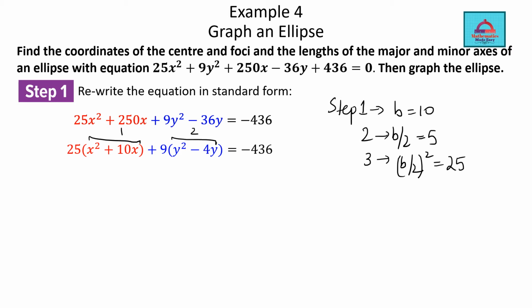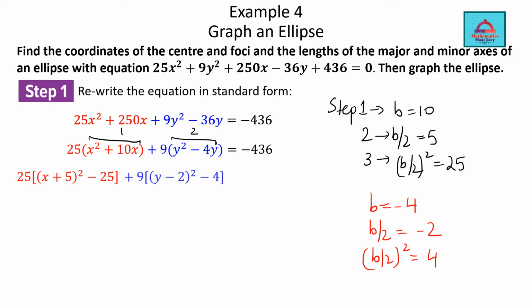Now coming to the second one, here the value of b is negative 4, so b divided by 2 is negative 2, and b divided by 2 square is 4. So again 4 is the number which will be added and subtracted.